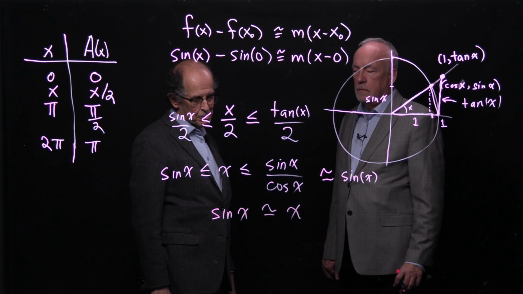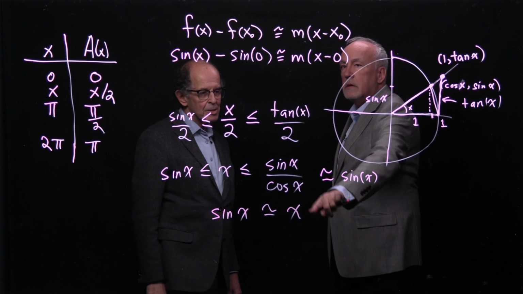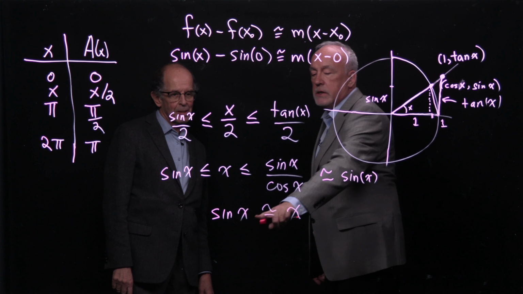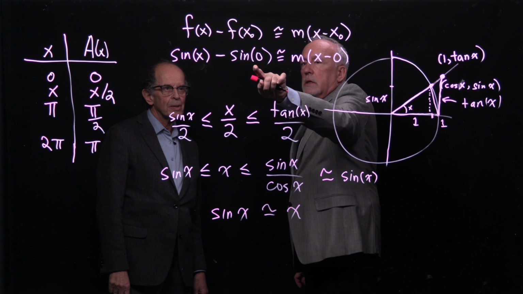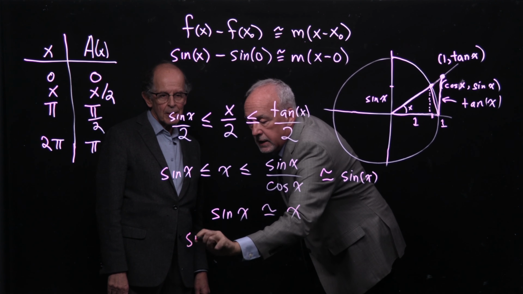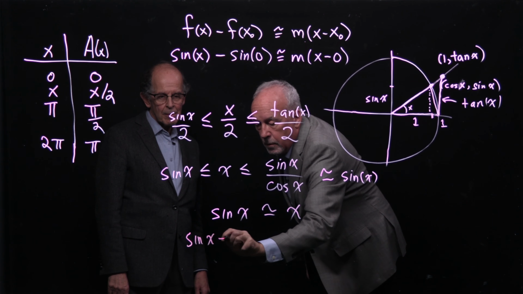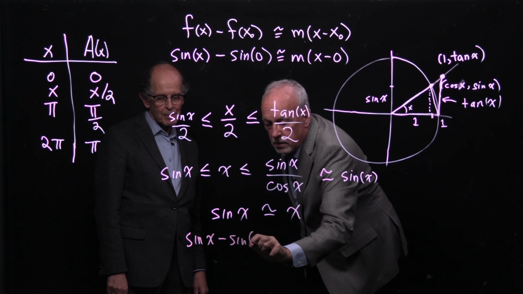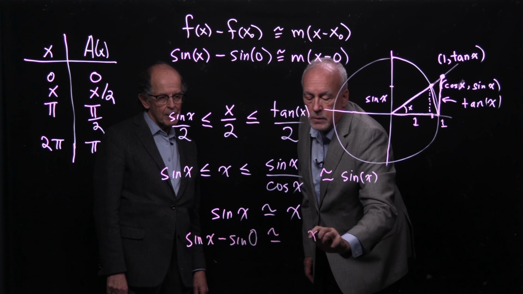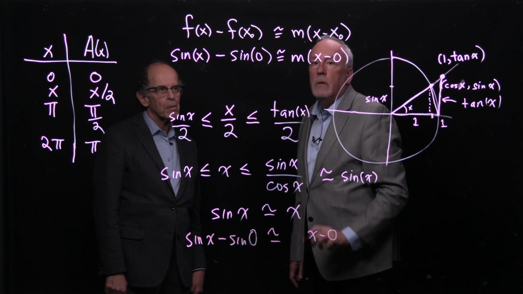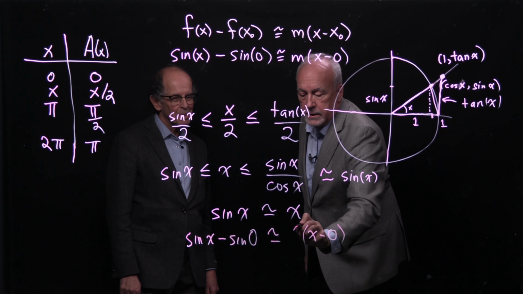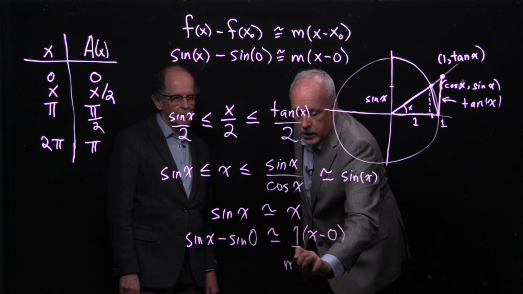So where do we take it from here? Well, how do we make this look like this? So we've got a sine x and a sine x. Right? Sine 0, what's sine of 0? 0. So I could rewrite this as sine x minus sine of 0, because that's just 0. This is approximately, well, x is the same thing as x minus 0. Oh, and m, that's here. And then what's m? Well, it has to be 1. That's right. So m is 1.